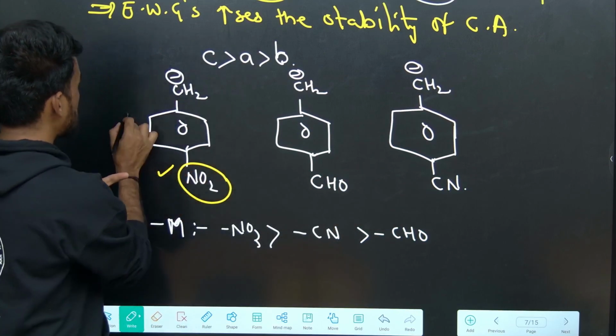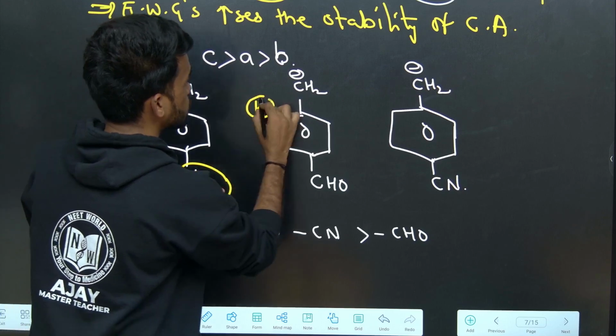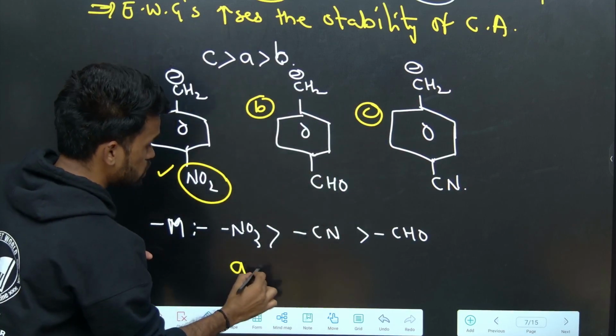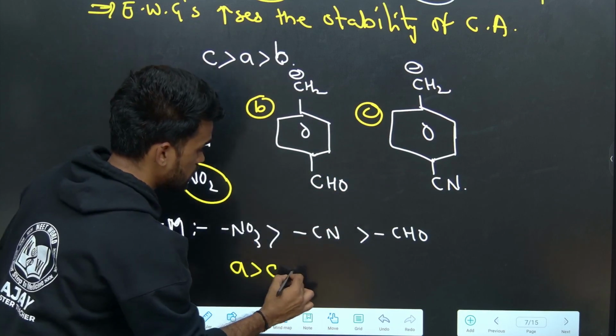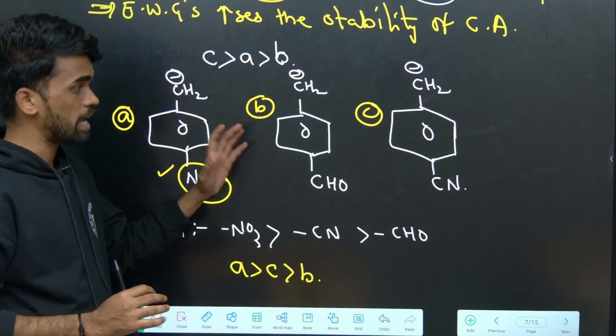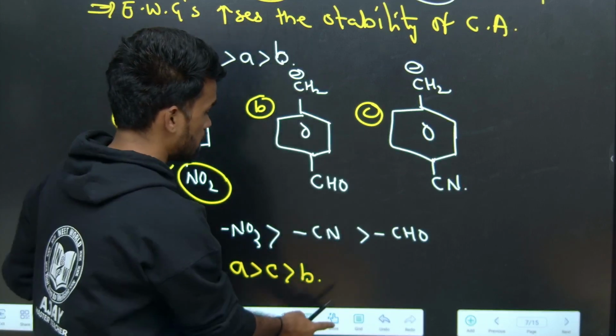So what is the overall stability order here? A, B, C. A will be more stable, then the cyano group C, then B. So this is how you need to tackle the question. Okay, so I hope you got some clarity on this.